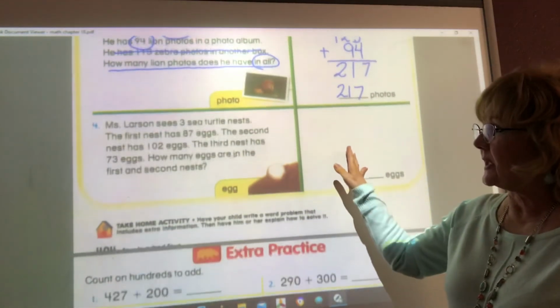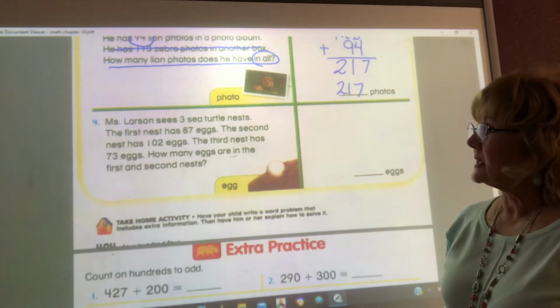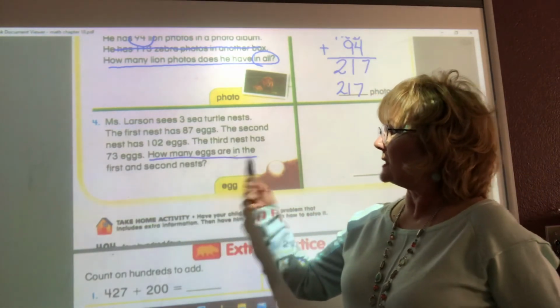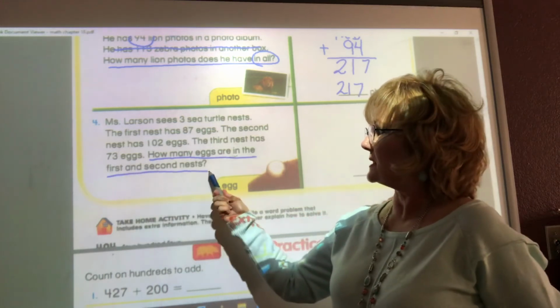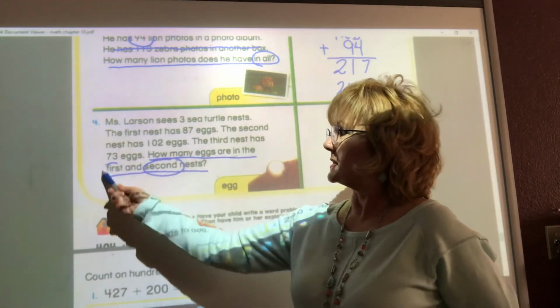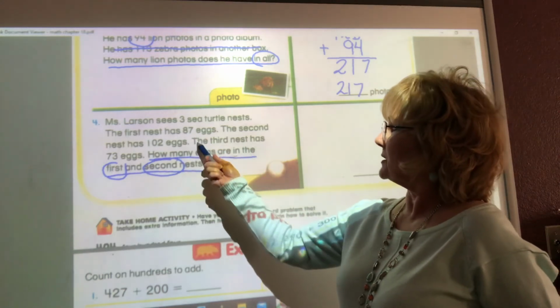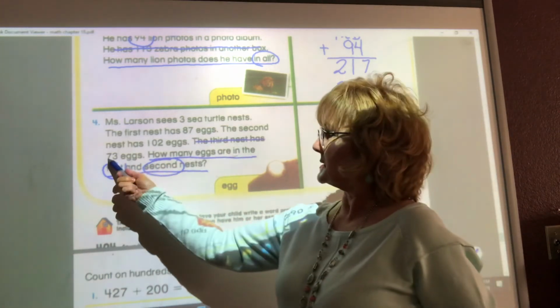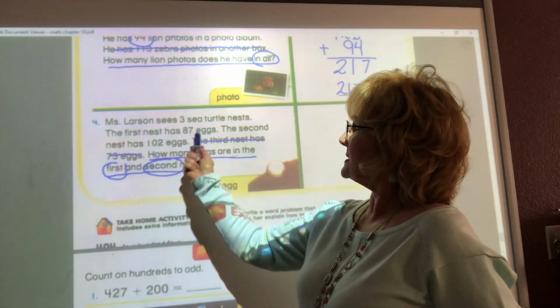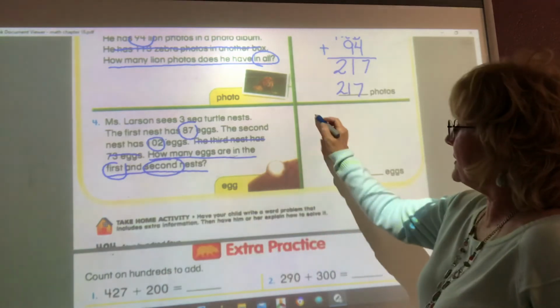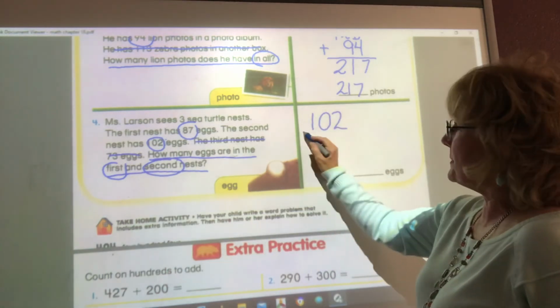Alrighty, let's go to the last one. Ms. Larson sees, let's read the question, sorry. How many eggs are in the first and second nest? So, first, second. Third, do we care? No, we don't. The third nest. First has 87, second has 102. I think we should put the 102 on top.